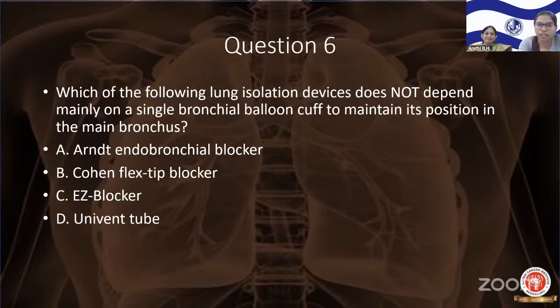Which of the following lung isolation devices does not depend mainly on a single bronchial balloon cuff to maintain its position in the main bronchus? Arndt, Cohen's, EZ blocker, or Univent tube? This is not covered, but we just wanted to know.